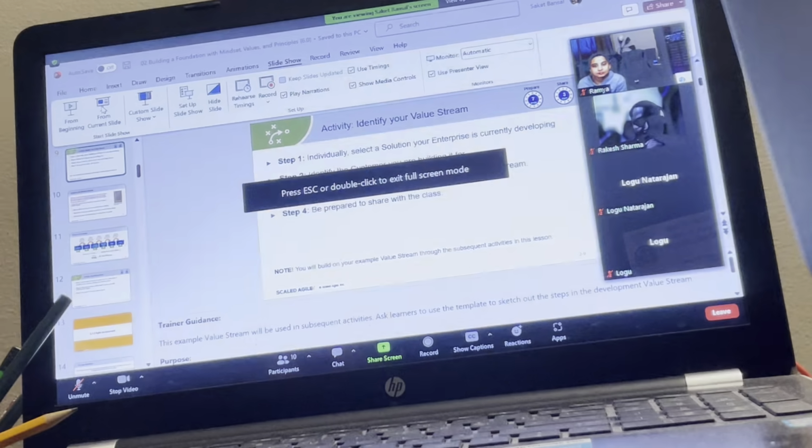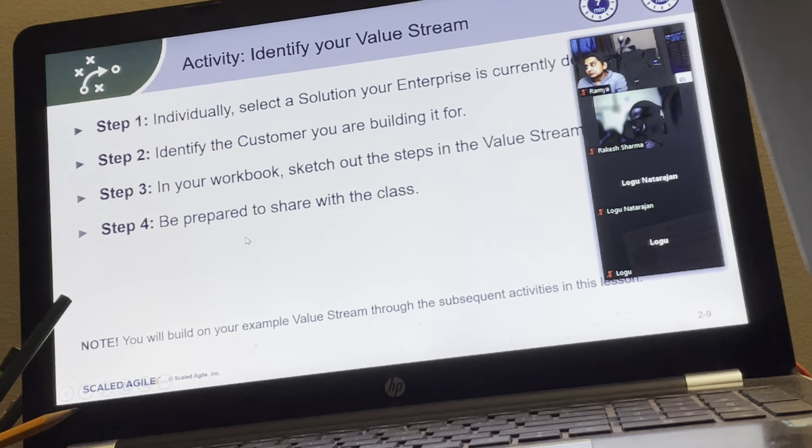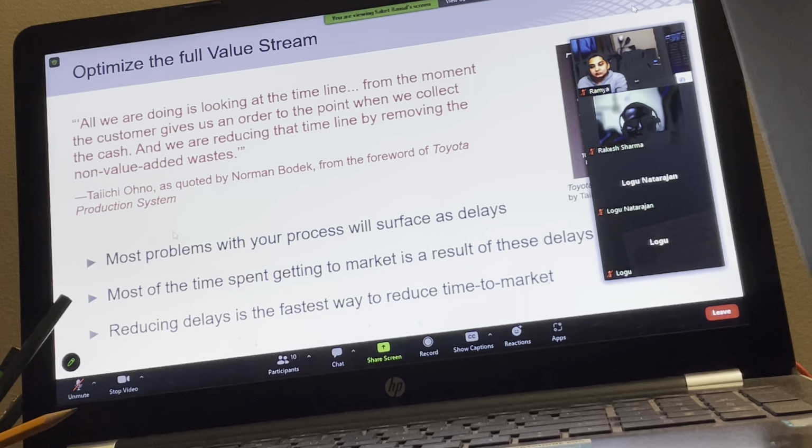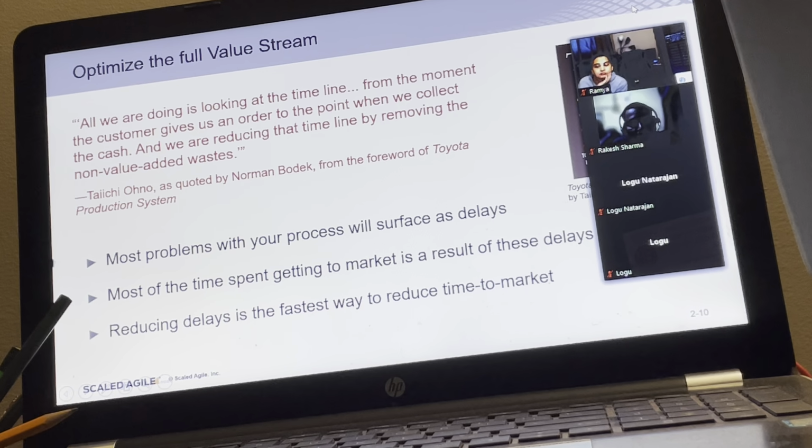Okay, so we move on. I think we spent good time and now have some understanding of value stream. So some more details: we are picking up the idea from the Toyota Production System book, where they have some explanation of their operational value stream. They are saying we look at the timeline from the point the customer gives us an order till the point we collect the cash. Whatever comes in between is our value stream, and we keep looking for removing the non-value-added items. That's the point which we discussed before as well.